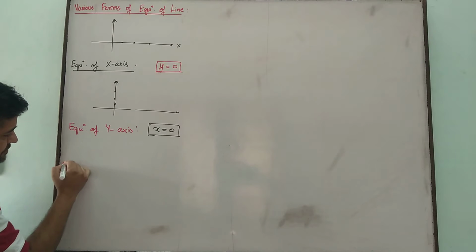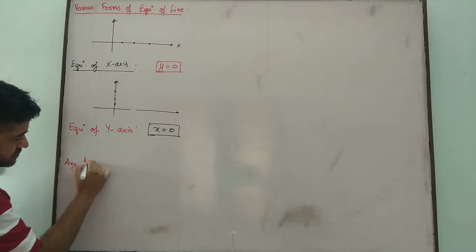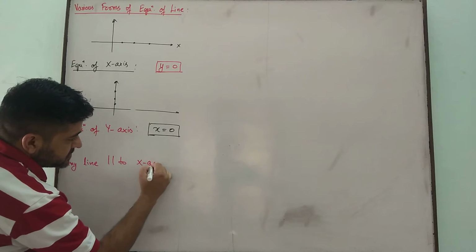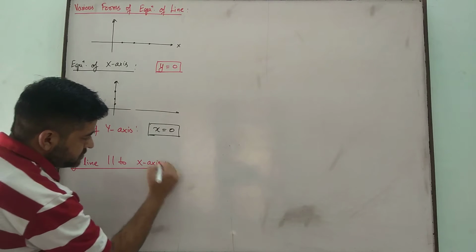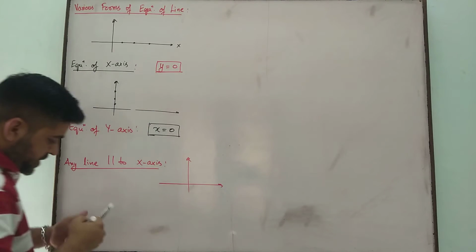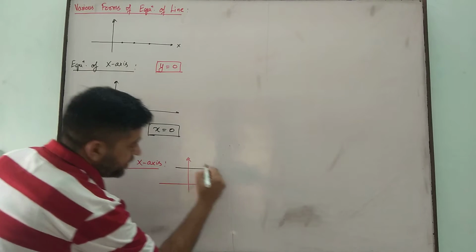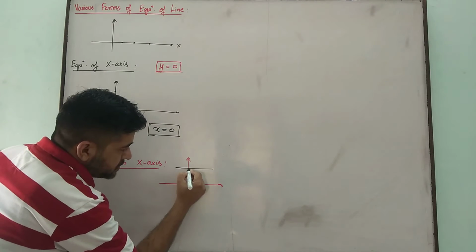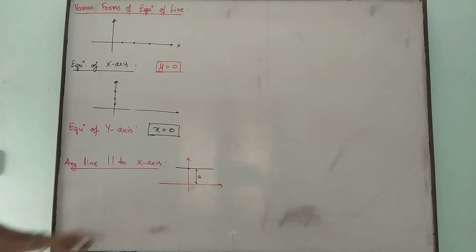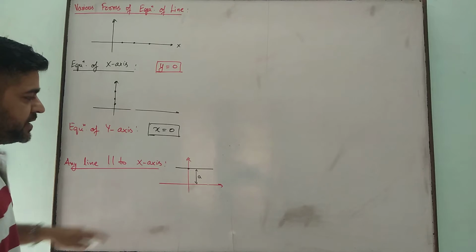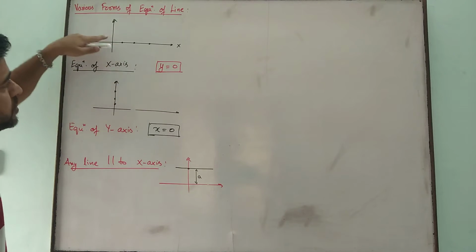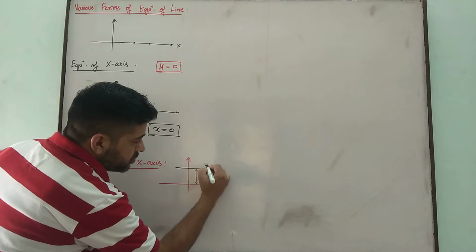Any line parallel to x-axis, if we do have this x-axis, any line parallel to it, suppose at a distance of a units, whatever, a can be positive or a can be negative also, any line parallel to x-axis, as the equation of x-axis is y is equal to 0, so this will be y is equal to a.